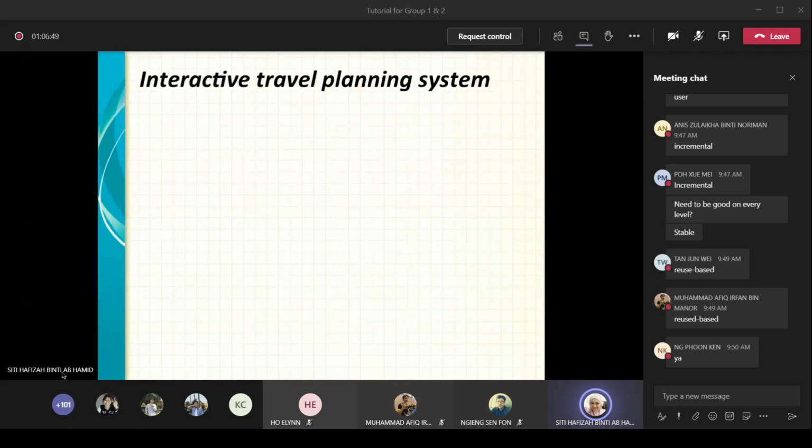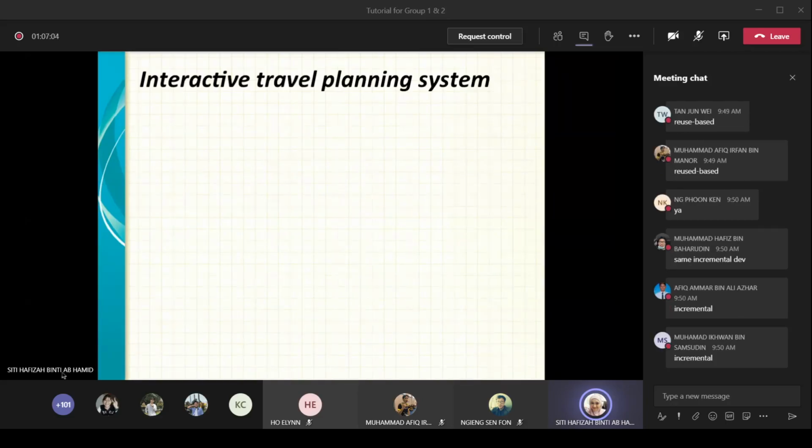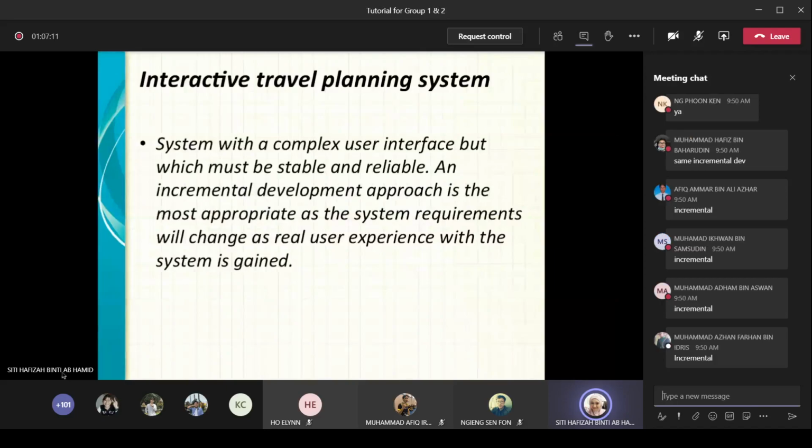Interactive travel planning system. It sounds like the requirements are quite well known. However, there is the word interactive there. Yes, incremental. If the question stated only travel planning system without interactive, that would obviously be reuse. But this one says interactive. When the user interface keeps on changing over time during development, we usually use incremental or agile.